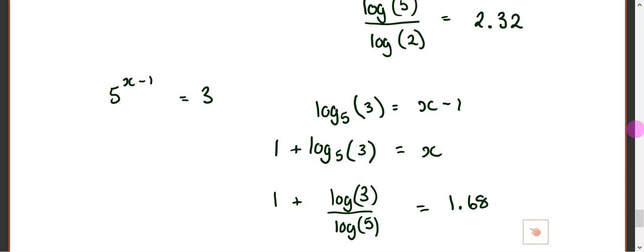That makes sense? Because that basically says 5 to the power of 0.68 equals 3. It does make sense, right? Because if it was more than 1, it would go higher than 5. But if it's less, between 0 and 1, it's going to go less than 5. So yes, it does make some sense.